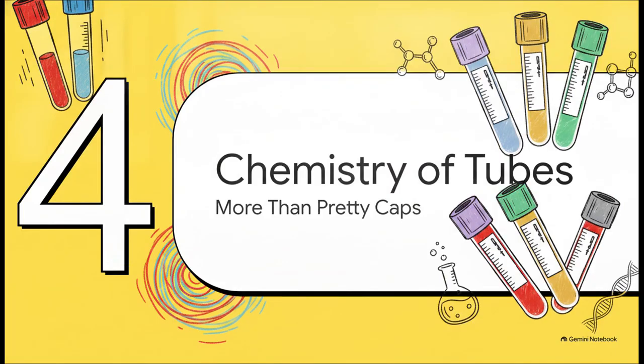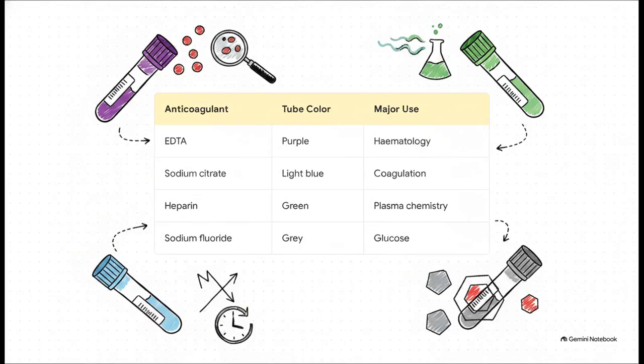Which brings us to Section 4, the chemistry of colored tubes. They are way more than just pretty caps. Now, what's really interesting here is that every single cap color acts as a cheat sheet for the chemical environment inside that tube. Take the lavender or purple tube, for example. It's packed with EDTA, an additive that prevents coagulation by basically grabbing onto calcium ions.